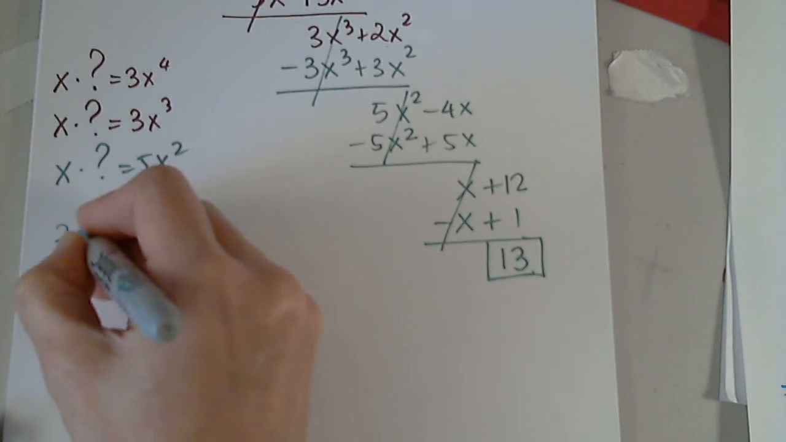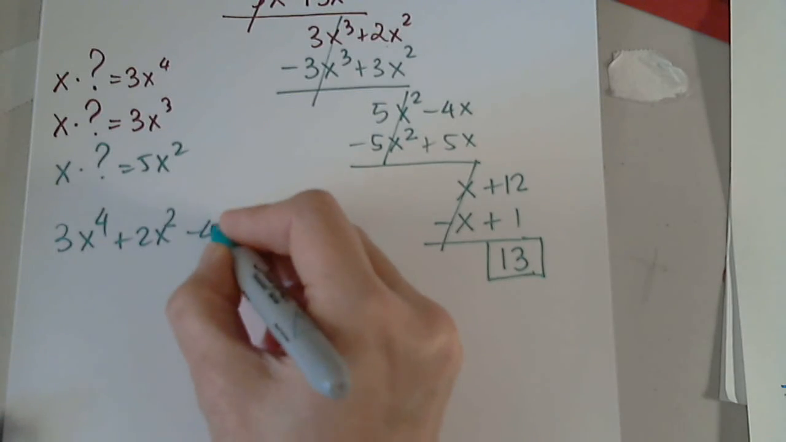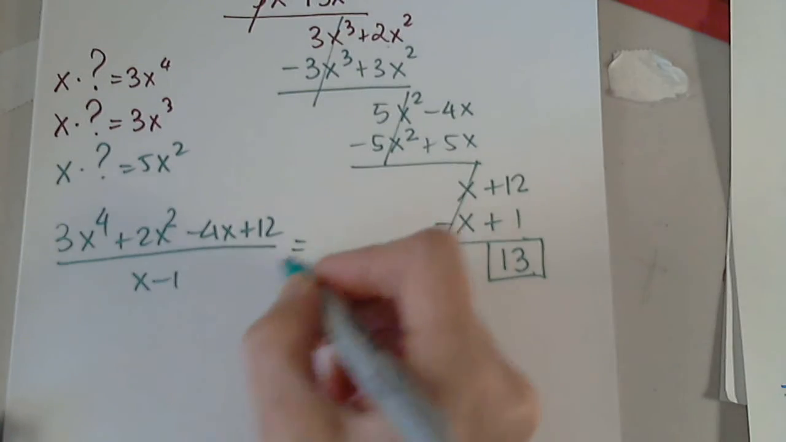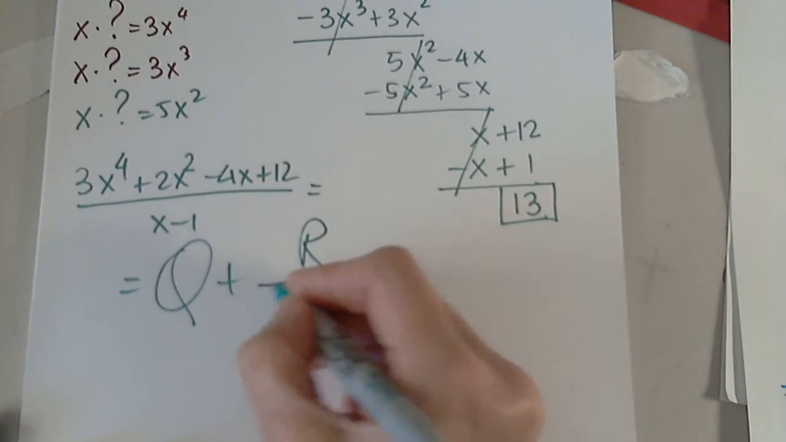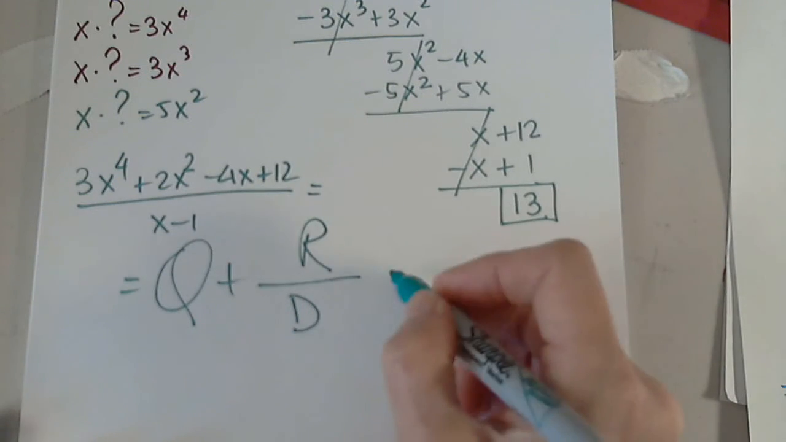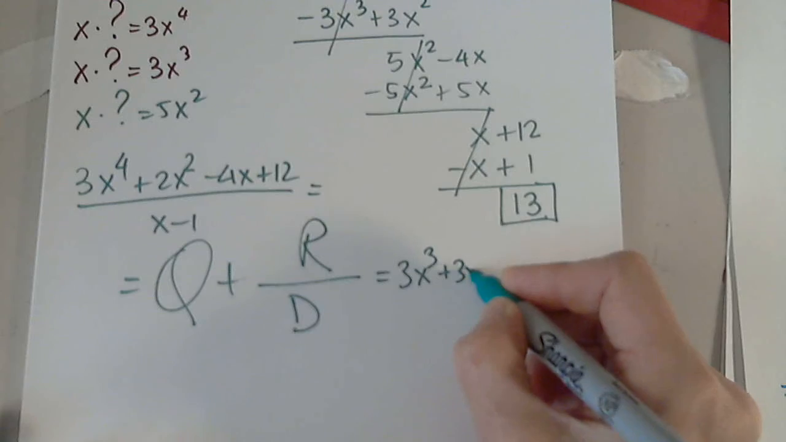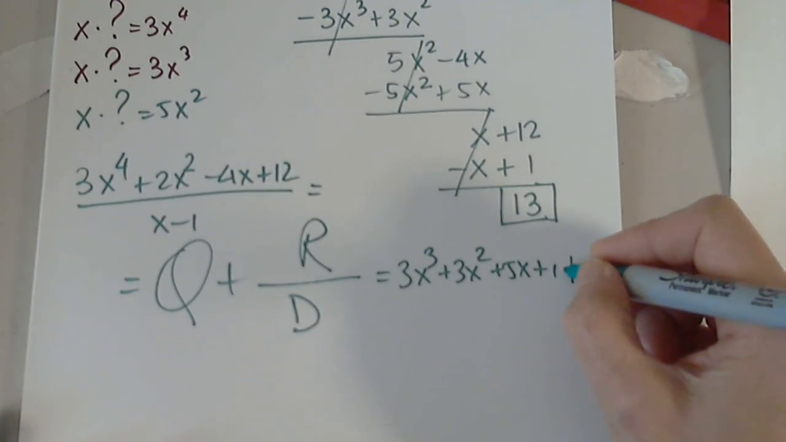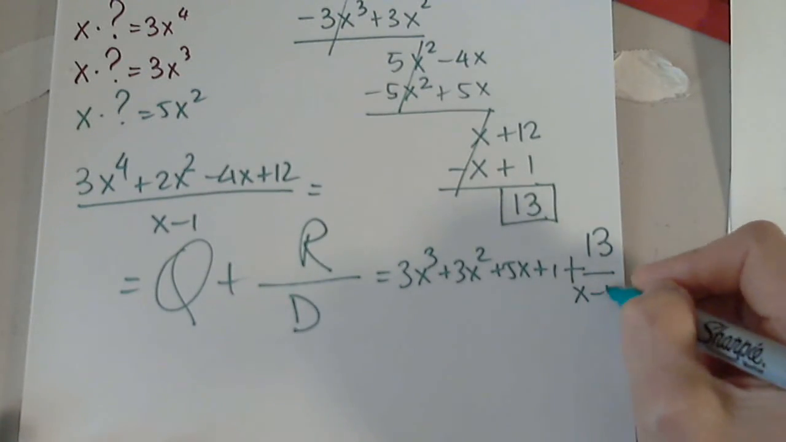So the division of 3x to the 4th plus 2x squared minus 4x plus 12 divided by x minus 1 equals the quotient plus the remainder over the divisor. The quotient is 3x cubed plus 3x squared plus 5x plus 1, plus the remainder 13 over the divisor.